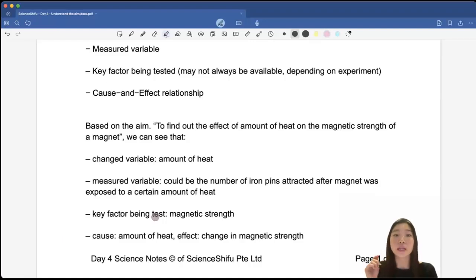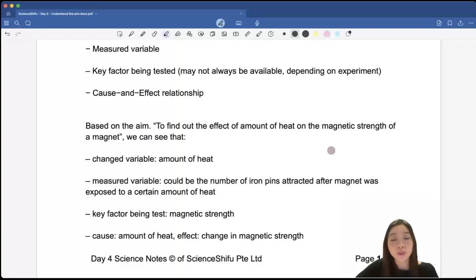Now, what is a measured variable? A measured variable is something that has to be able to be observed. So in this case, it could be the number of iron pins attracted after the magnet was exposed to a certain amount of heat, because the number of iron pins is something that we can observe, something that we can measure, we can count, we can record. And then over here we have identified our cause and effect relationship, which is the amount of heat and the change in magnetic strength.